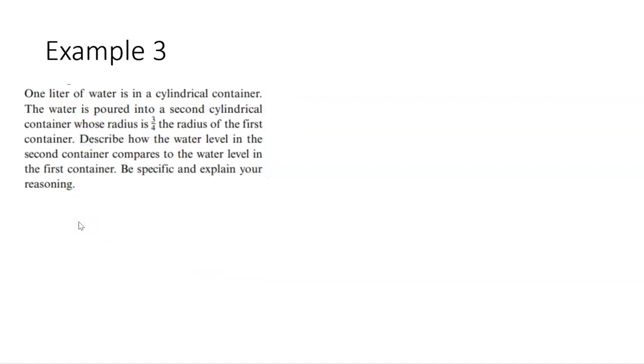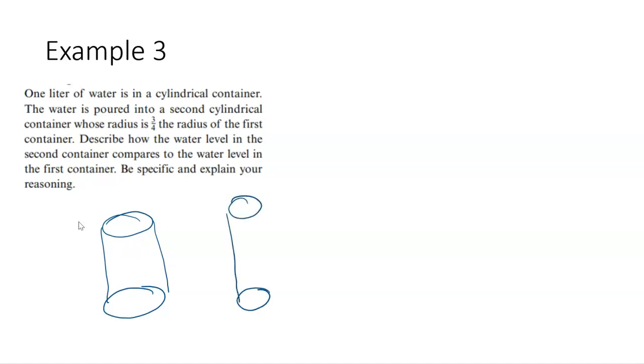So 1 liter of water is in a cylindrical container. All right, so let me draw my container. The water is poured into a second cylindrical container whose radius is 3/4 the radius of the first one. Well, 3/4 is smaller, so I know it's going to be a smaller circle. I guess I don't know how tall it is, right? So I know that this radius, let's call it r, and then this radius is going to be 3/4 r.